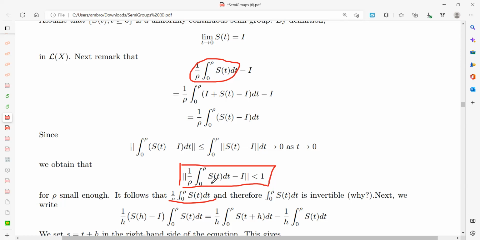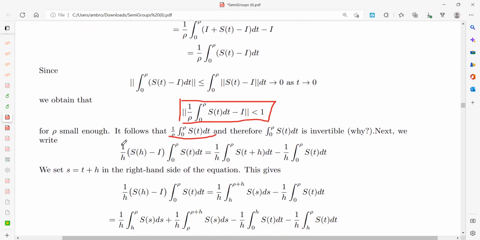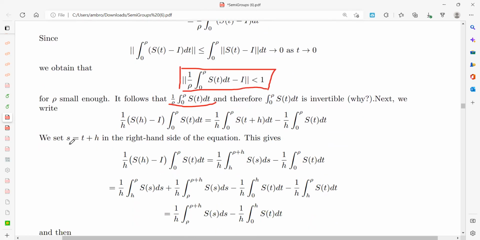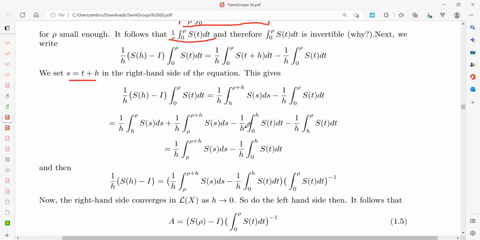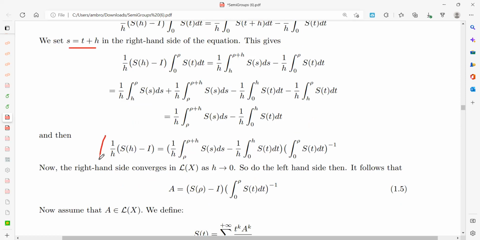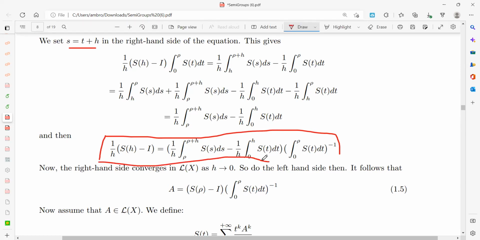All right, now, when we know that this is invertible, you can do some computations, and by using this change of variables, you do some tricks, and you arrive at this formula here. But now you can take the limits. This here will converge to S of rho. This here will converge to identity. Then finally, you get that A is defined like that.